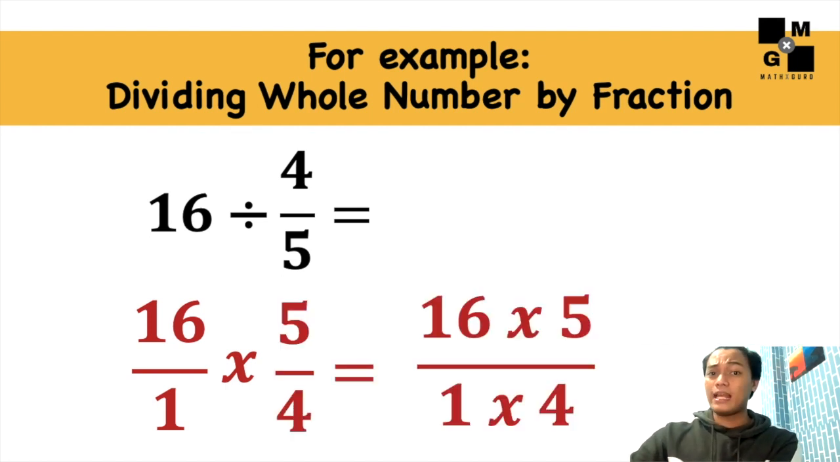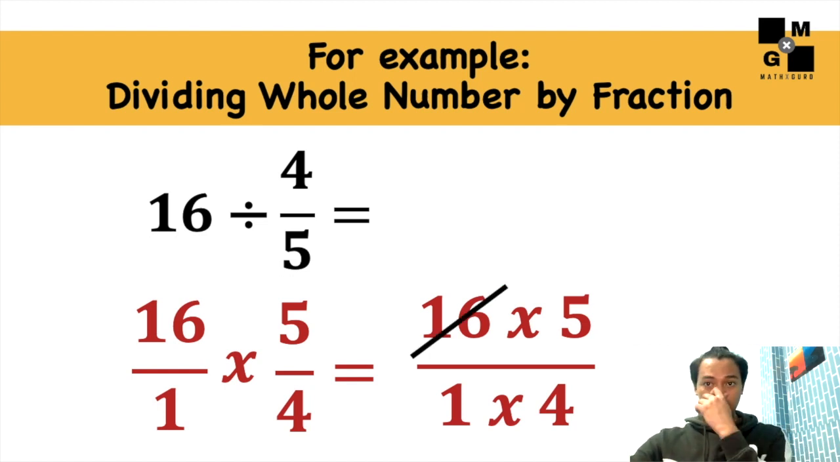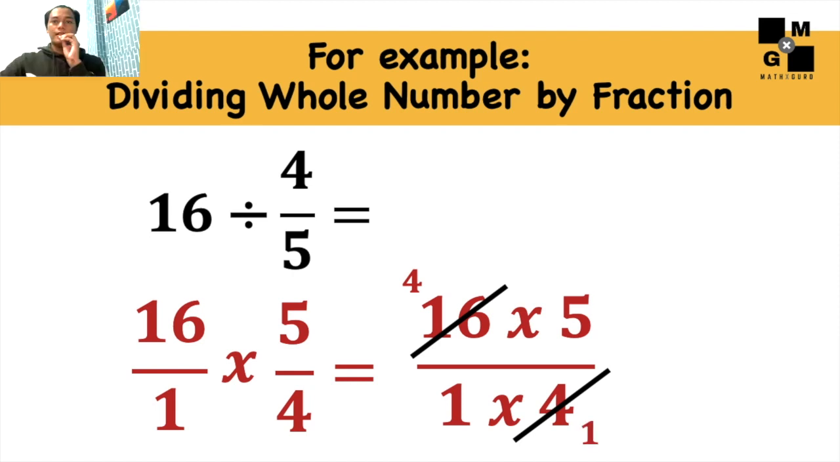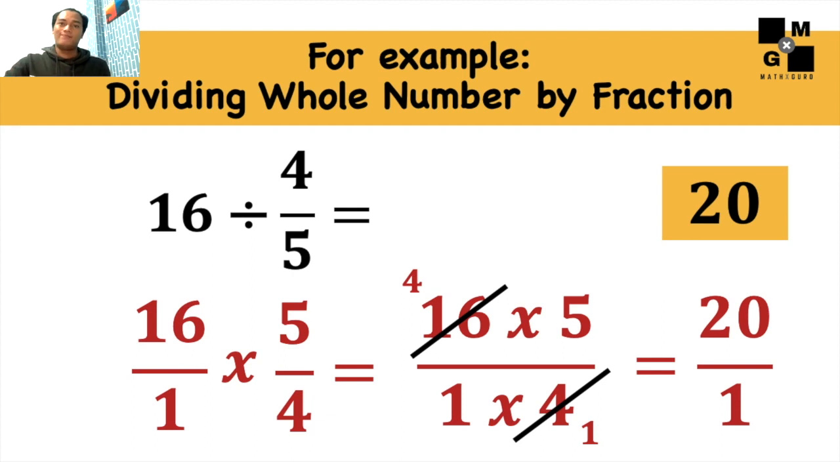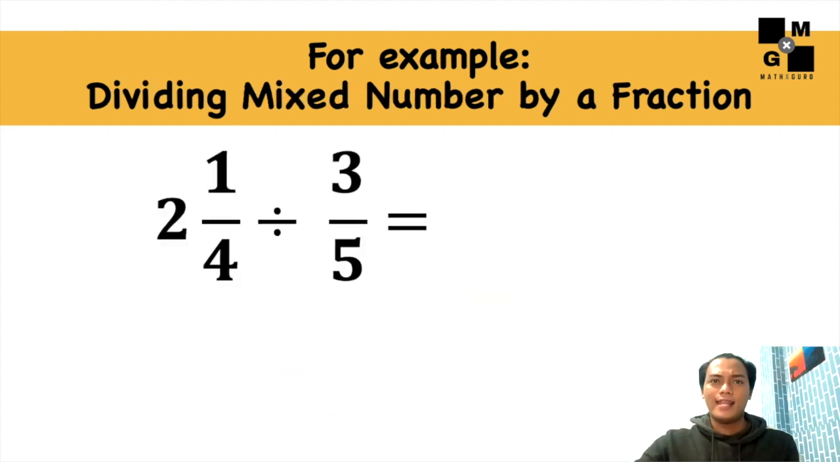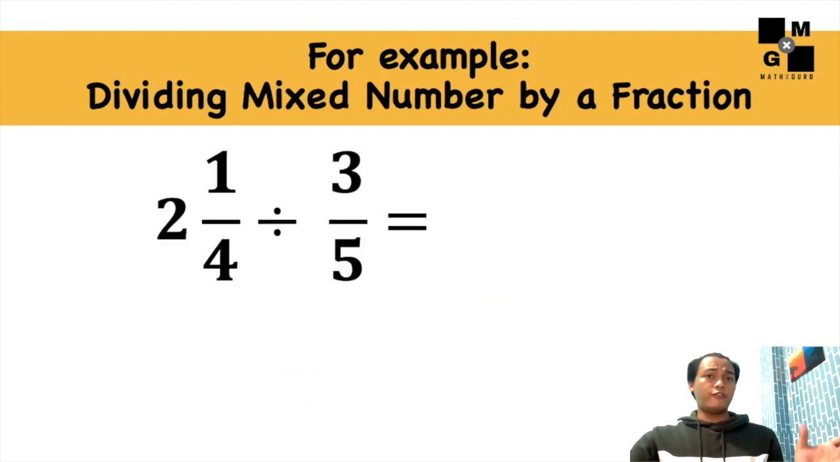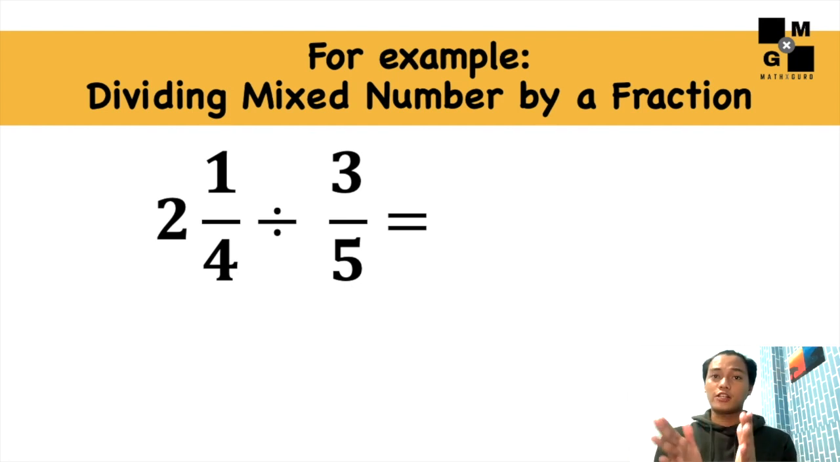We will have 16 times 5 and 1 times 4. We may apply cancellation. So 16 will become 4 and then 4 will become 1. Okay? Then multiply. 4 times 5 will give you 20 and then 1 times 1 will give you 1. And our answer is 20/1, but you can just write it as a whole number 20. That's the answer.